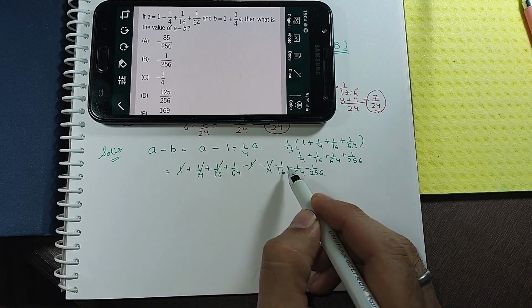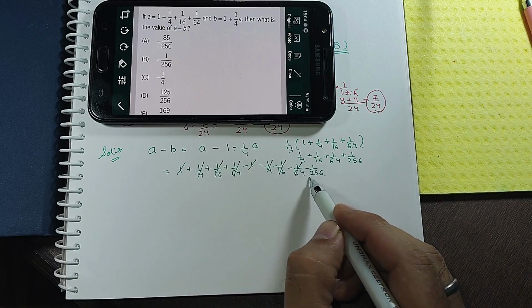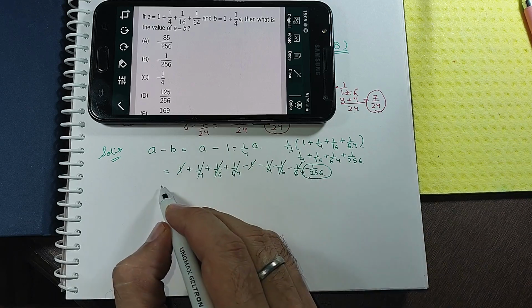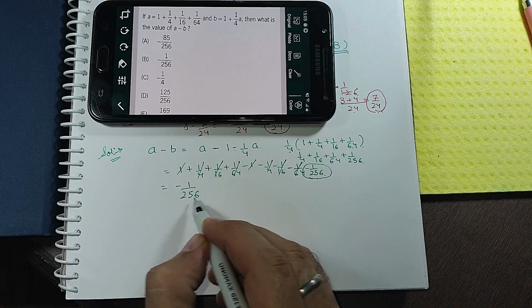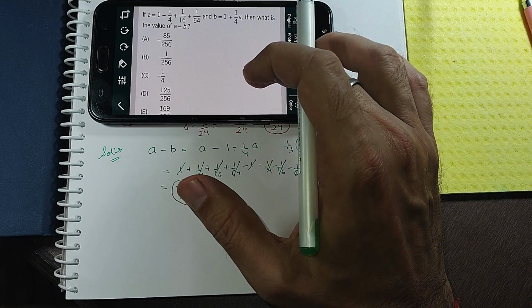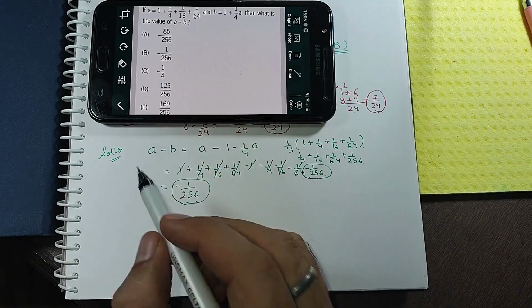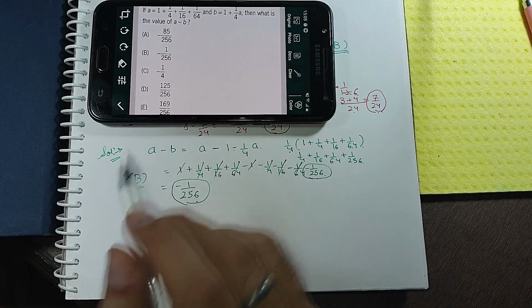So 1 and 1 will get cancelled. 1 by 4, 1 by 16, 1 by 64. You would be only left with minus 1 by 256. So this is what we are left with. So the right option will be option B, minus 1 by 256.